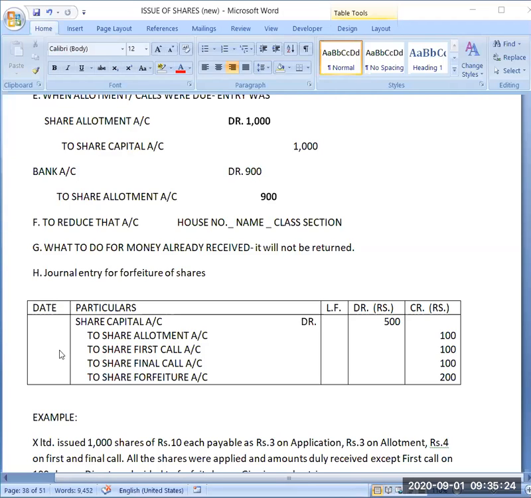Okay, I will repeat the application part. See, the shareholder has not paid you allotment money, first call money, and final call money. Why have we credited the amount of share application to forfeiture, not understood? See, this is a contract between the company and the investor, that you will pay such and such installments whenever the company demands, and we will issue you this number of shares. This is a legal contract between the company and the investor.